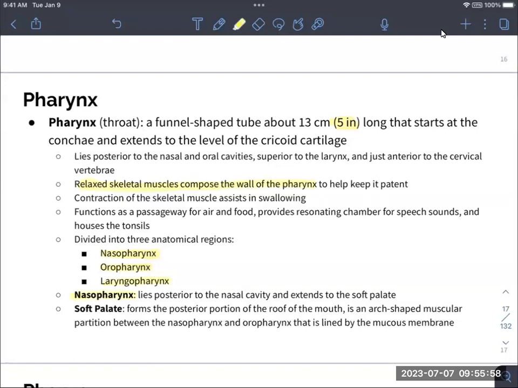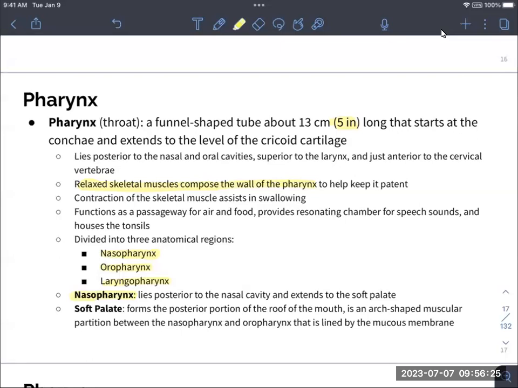We're going to look mostly at the nasopharynx when we're looking at the upper respiratory system because, again, this is the respiratory system. When we get to the digestive system, we will talk more about the oropharynx. We'll also talk about the laryngopharynx today because breathing in and out air plays a role in your vocal cords working.